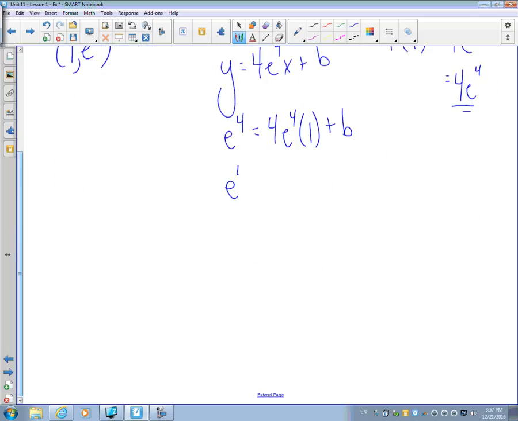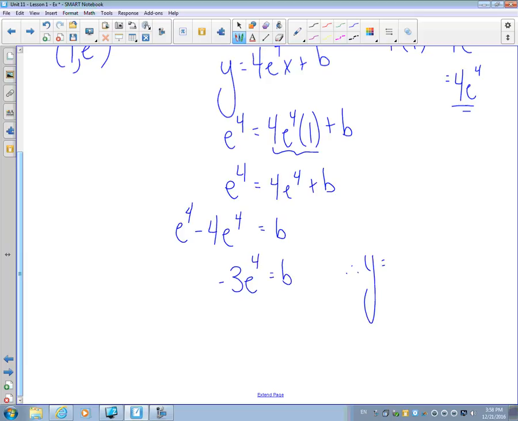Let's simplify this. Okay, e to the 4 times 1 is just 4e to the 4. Okay, we can treat e to the 4 like an algebraic expression. It's a number. We can also think of it as a letter at the same time. So we end up with negative 3e to the 4 is b. What's our equation? Y equals mx plus b. m was 4e to the 4, x plus b. And b was negative 3e to the 4. So there's an equation for the tangent at the point 1.